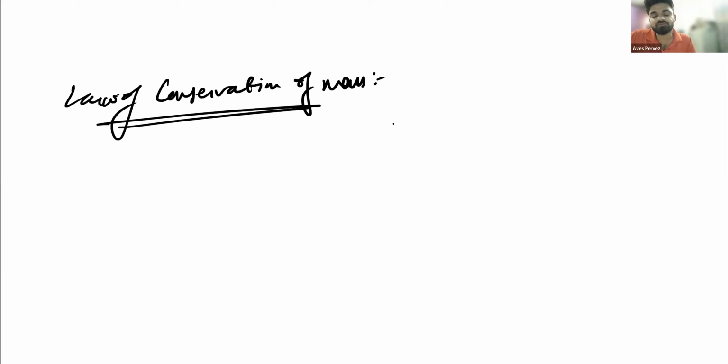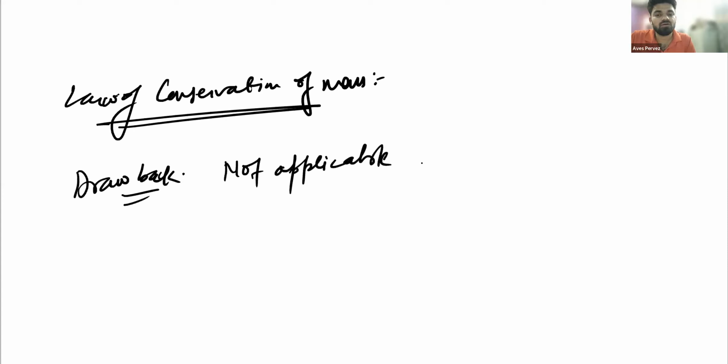Have you noted this one? Yes, sir. But the drawback of this law is that it is not applicable for nuclear reactions. So what exactly happens in nuclear reactions? I'm going to explain.